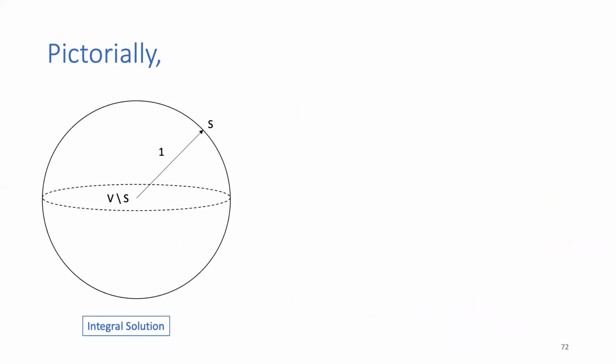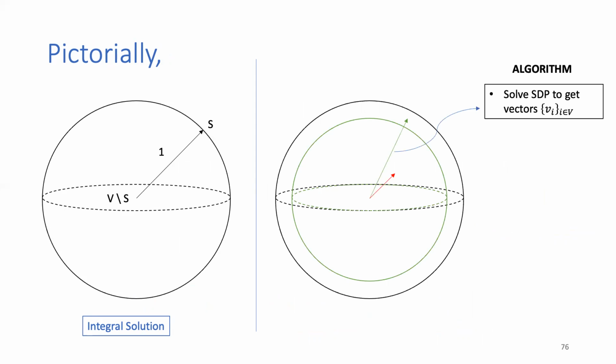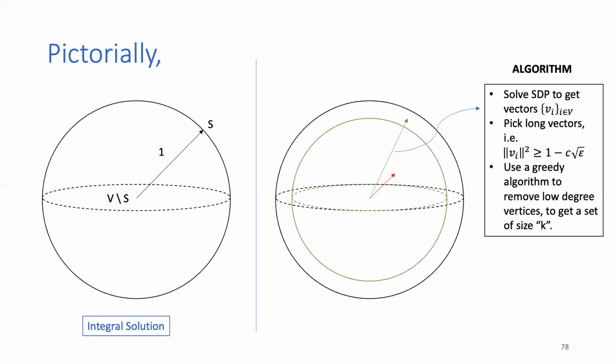The integral solution was this, which I already showed you. So the idea is the following. The algorithm is to solve the SDP, get the vectors corresponding to each vertex, and pick the long vectors. Since the set was slightly greater than k, just prune the low degree vertices and output that. So this is our solution, which brings me to the last part of my talk, the conclusion.